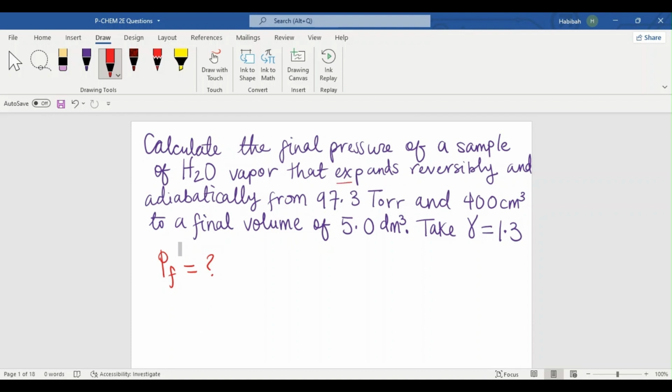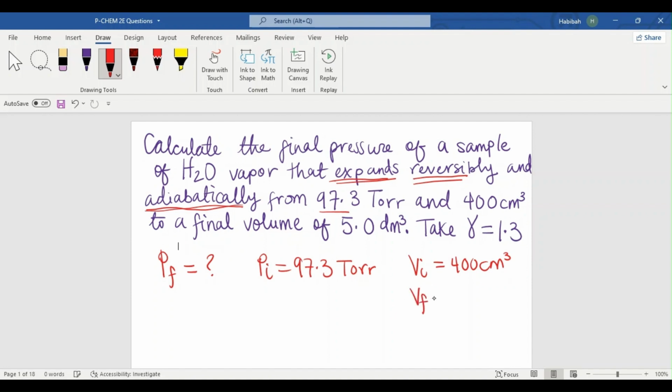Whenever you hear something like that, you have to start thinking of all the different properties that happen whenever you have an adiabatic reversible expansion, as well as start thinking about the formula. Then we're also told that the pressure was 97.3 torr. So that's going to be P initial equals 97.3 torr. And we're also told the initial volume. So V initial is going to be 400 centimeter cubed. And then they told us V final is 5.0 dm cubed. And they told us the value for gamma is 1.3.